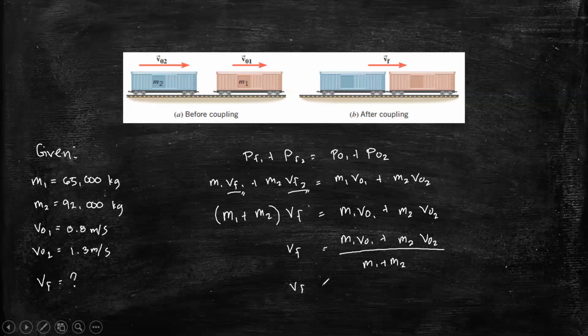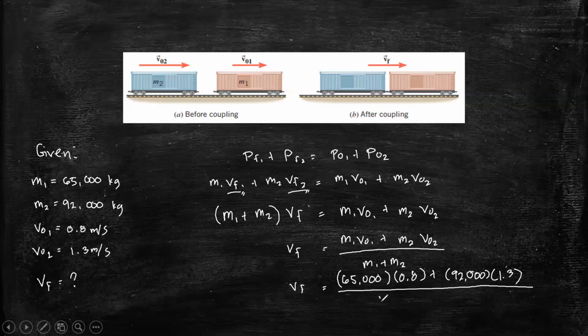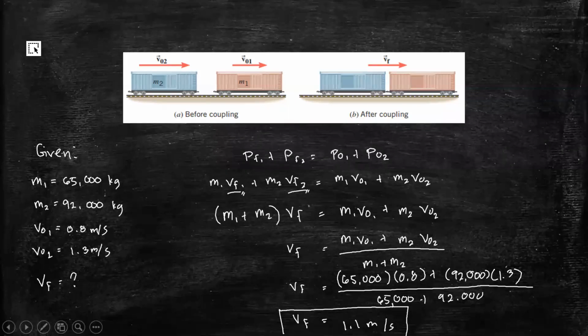So substituting the values, we have 65,000 kilograms times 0.8 meter per second plus 92,000 kilograms times 1.3 meter per second, divided by the sum of the two masses. Therefore, our final velocity is equal to 1.1 meter per second. This is a positive value. Okay, so now let's proceed with our second problem.